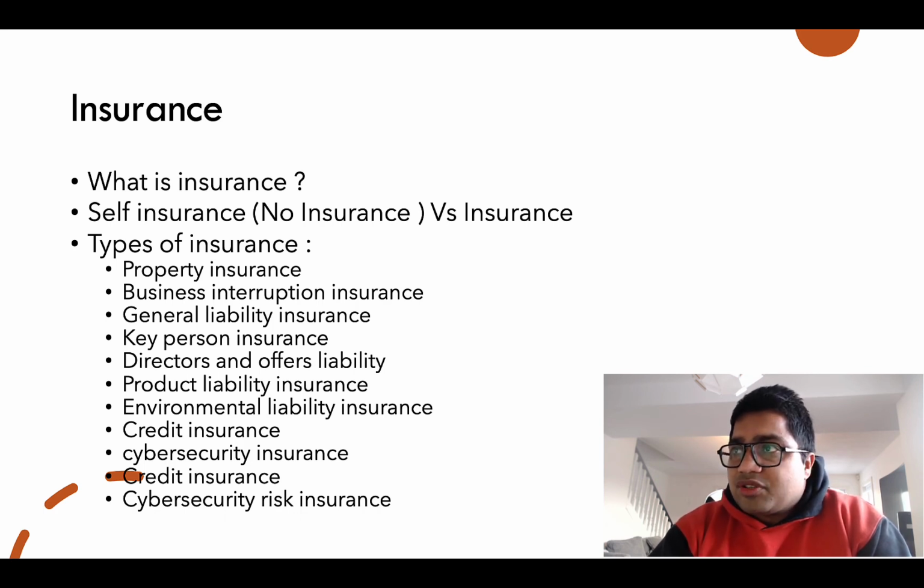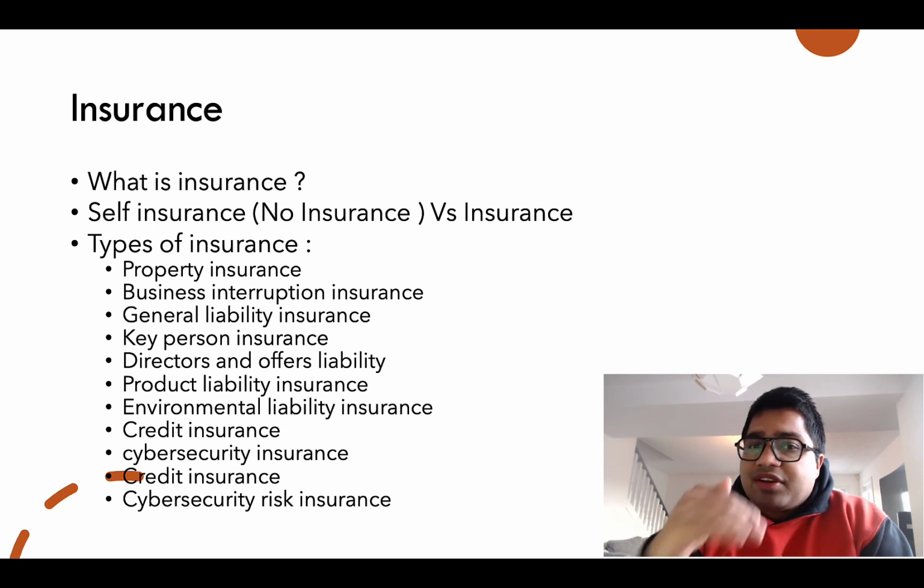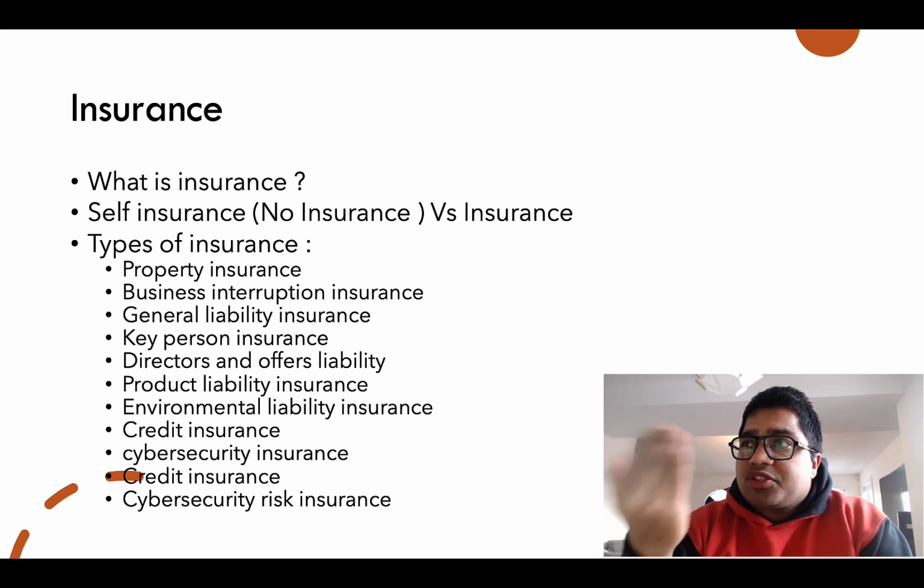General liability insurance, this is very important and most businesses have this. General liability means if anyone sues your business, so let's say you're a car mechanic and you forgot to shovel your snow, and someone falls down and someone sues you, then you may be in trouble. So general liability insurance protects from that. General liability insurance protects from any external party suing your business.